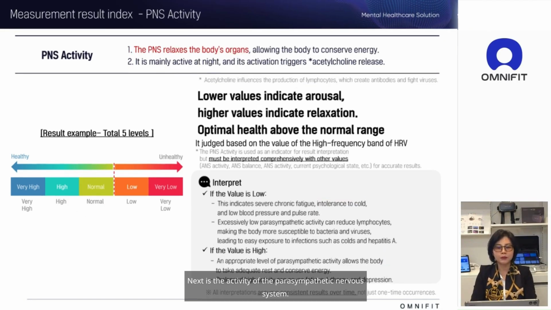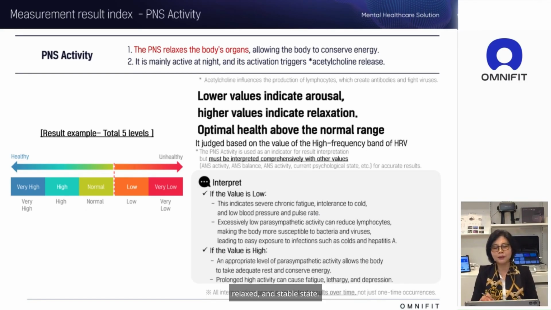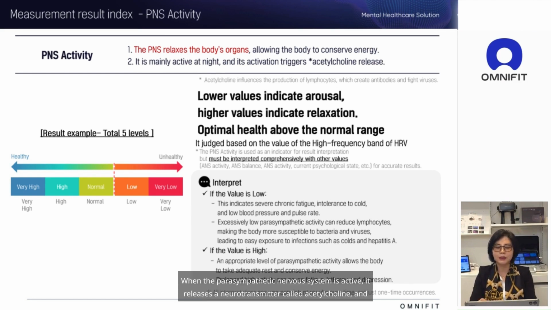Next is the activity of the parasympathetic nervous system. The activation of the parasympathetic nervous system is generally associated with us being in a comfortable, relaxed, and stable state. That's another way to look at it. When the parasympathetic nervous system is active, it releases a neurotransmitter called acetylcholine, and in general, we know that the activation of the parasympathetic nervous system helps conserve energy.